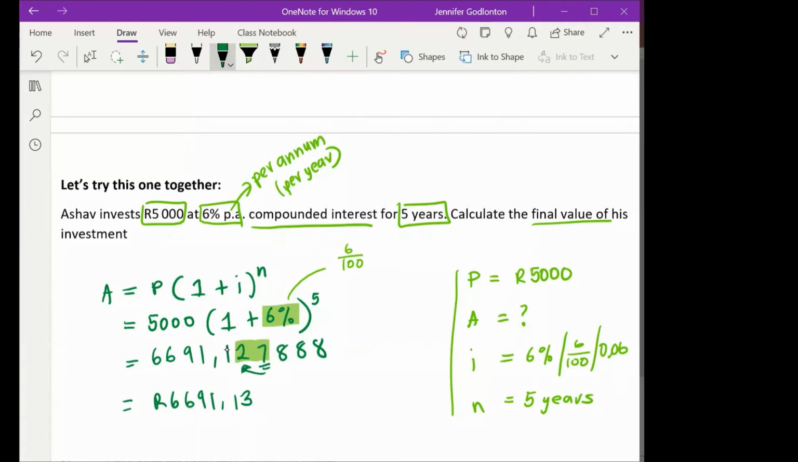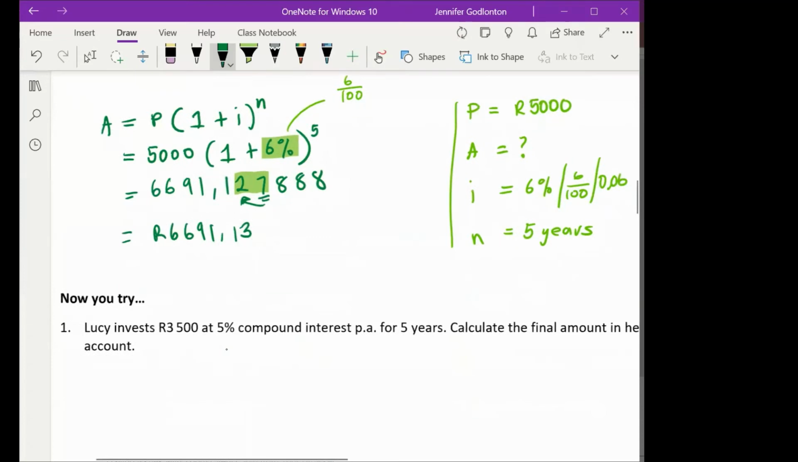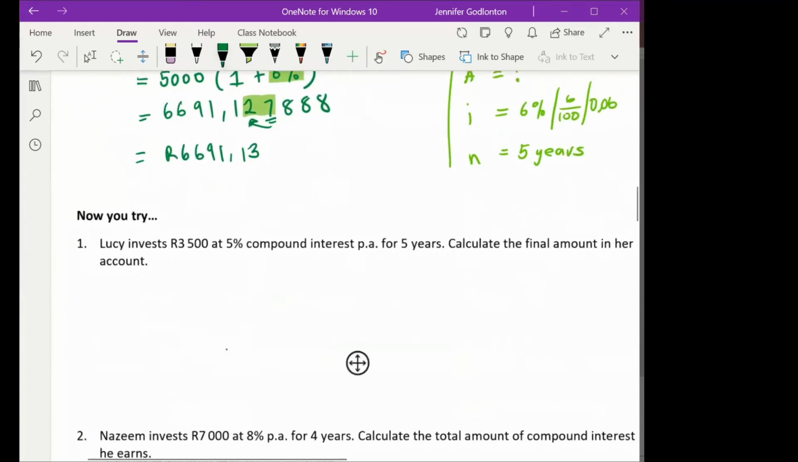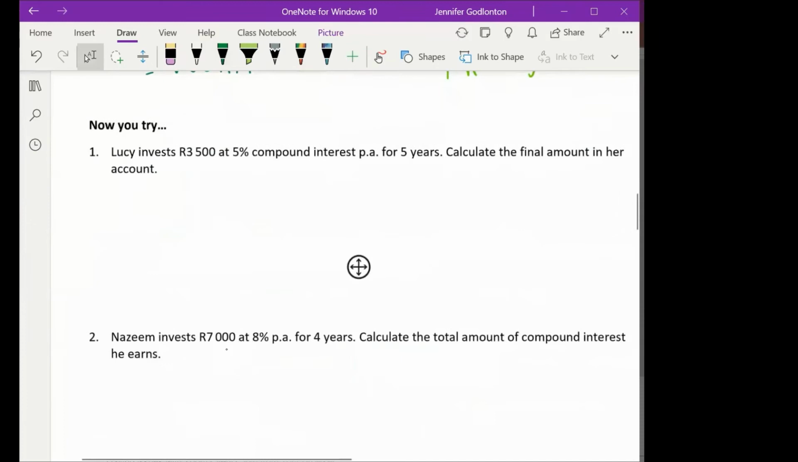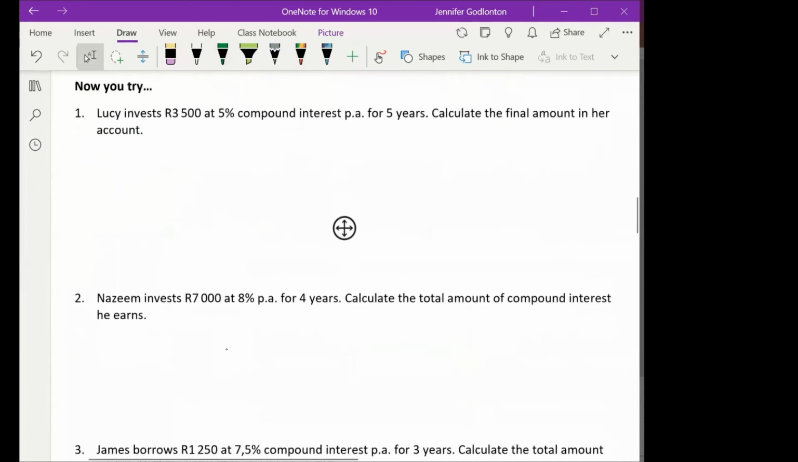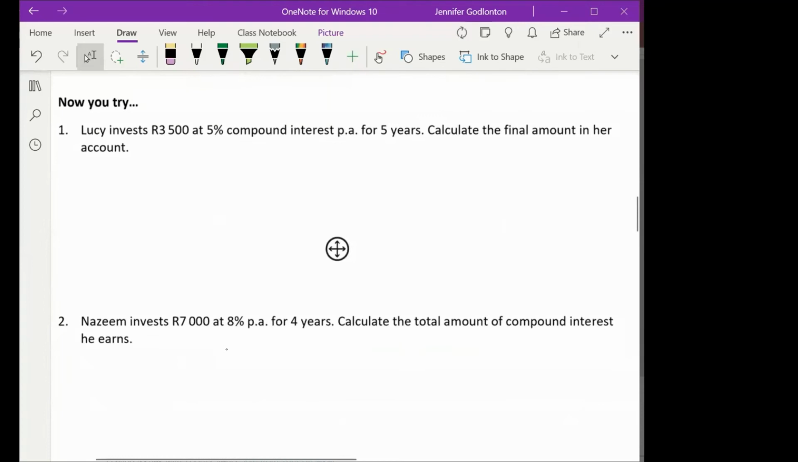This is great. Does anyone need to sit on this question any longer, or can I give you one to try by yourselves? Okay, I'm going to move on because I'm not hearing any objections. I'm going to put 2 up here, so those of you who are finding it easy, you can do both. We've got Lucy, who invests 3,500 Rand at 5% compound interest per year for 5 years. And we want to know Lucy's final amount. And then we have Nazim, who invests 7,000 at 8% for 4 years. And we want to know Nazim's final amount.